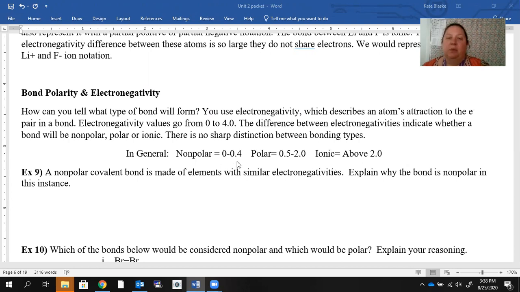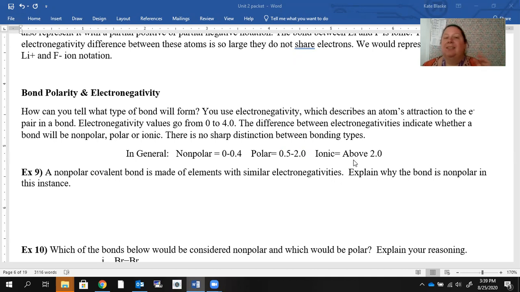If the difference between the two is 0.4 or less, we call it nonpolar. Really, that's only going to happen for our purposes with 2 of the exact same element bonding to each other. Polar is somewhere around 0.5 to 2 difference in electronegativity, and ionic is anything with a difference in electronegativity bigger than 2. You might see those numbers differ a little depending on where you're looking. Different textbooks or websites might call those cutoffs a little bit differently because there really isn't a cutoff. It really is a continuum from one type of bond into another.